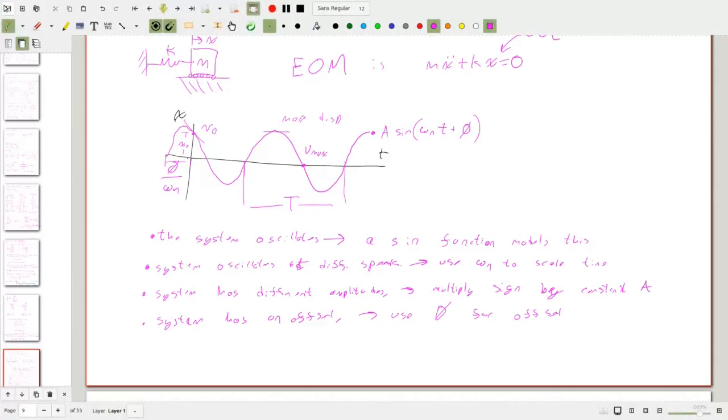Okay, that gets us to 230. But we end up with an equation, I guess. Let's write the equation. So x of t is equal to A sine of omega n t plus phi.